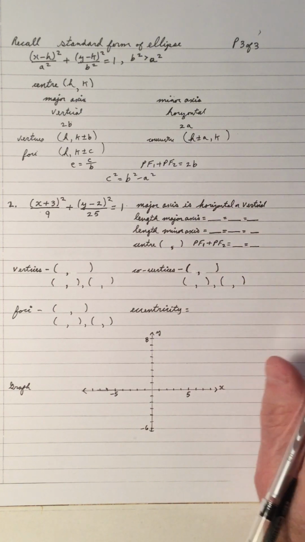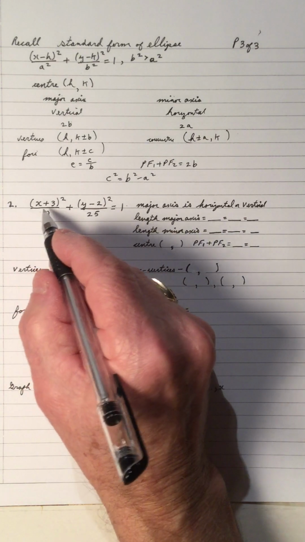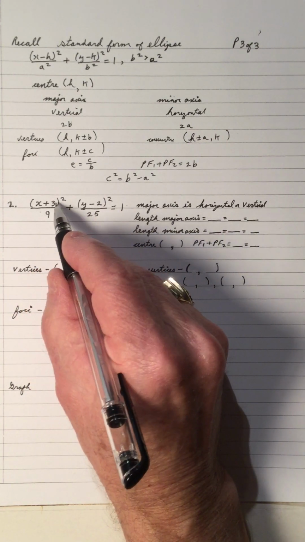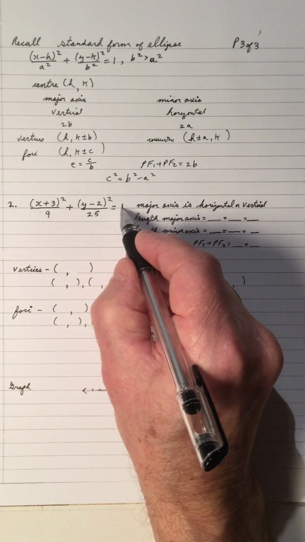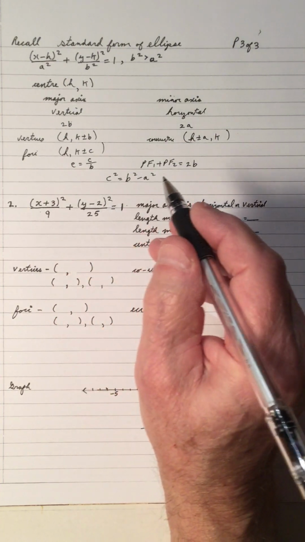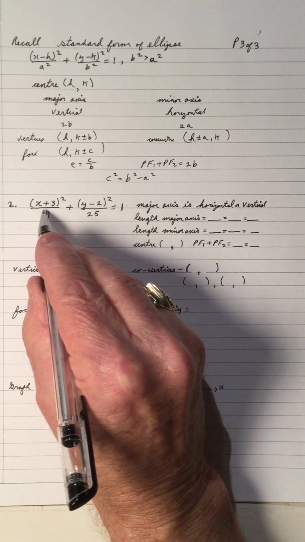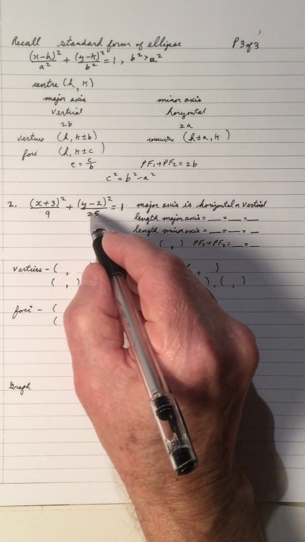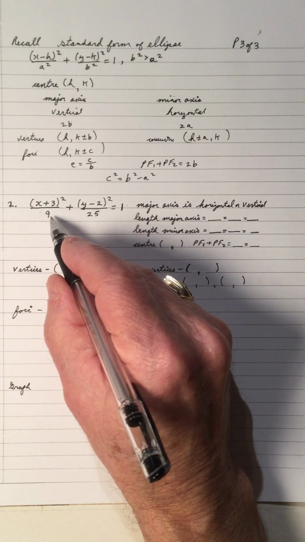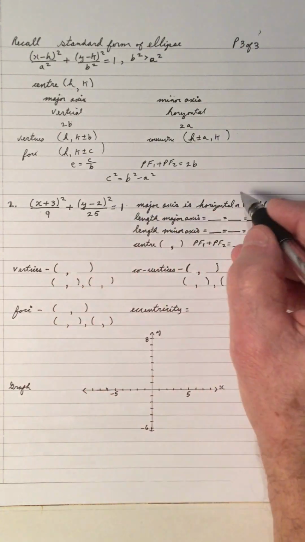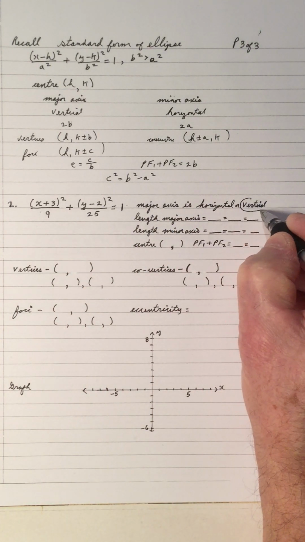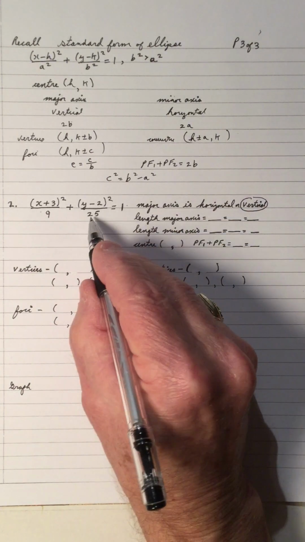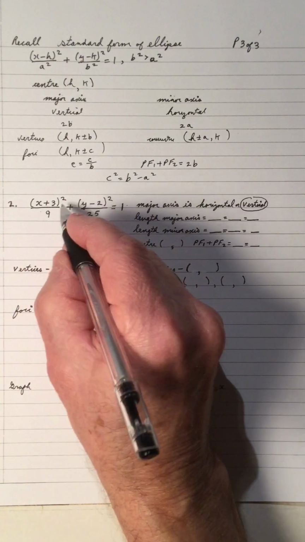So let's do an example. Number 2, we have an ellipse. Again, an ellipse has a plus, with two squares, equal to 1. And we have to decide whether the major axis is horizontal or vertical. 25 is larger than 9, so it's vertical. So the major axis is vertical. That means the minor axis is horizontal.